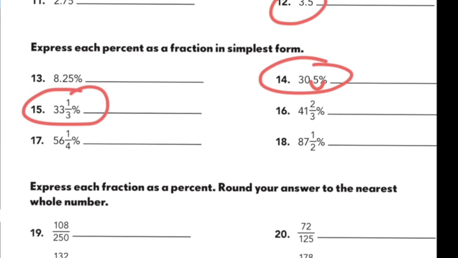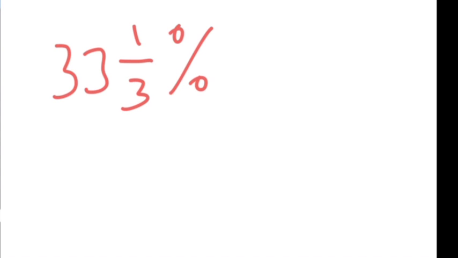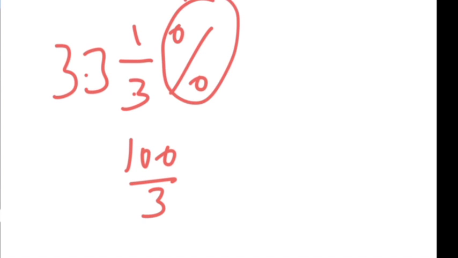So 15 is 33 and 1/3. When we have 33 and 1/3 percent and you want to make that into a fraction, here's how you do it. You want to make that, first of all, into an improper fraction. So 33 times 3 is 99, plus 1 is 100 over 3. Well, what we need to do then is the opposite. So we need to divide because now we have a percent. This is still a percent. We need to divide by 100.